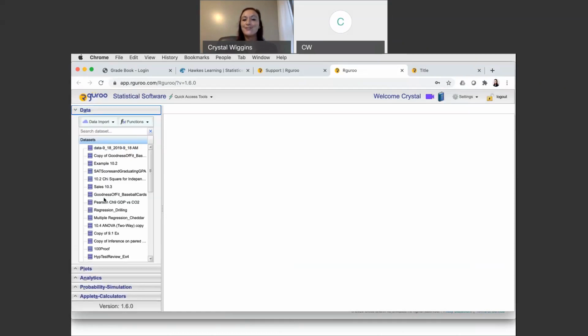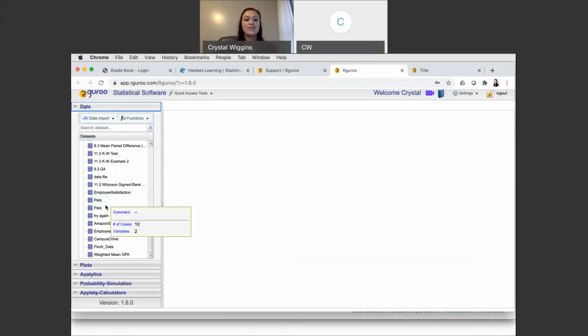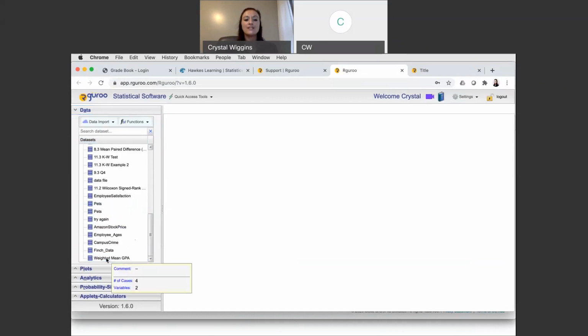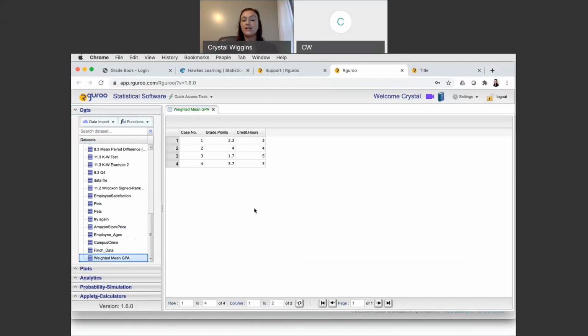Under data, after you've saved your new data set, you always should double click on the data set to make sure it has been made correctly. Again, the things you're looking for is that up here, it really is just labels. And all your data values are in the cells. Okay, now we're ready to calculate the weighted mean.